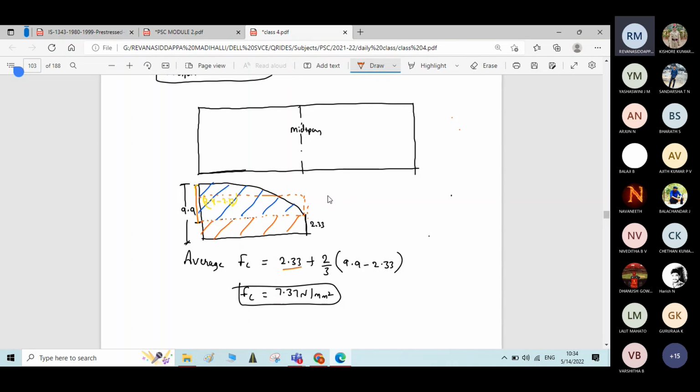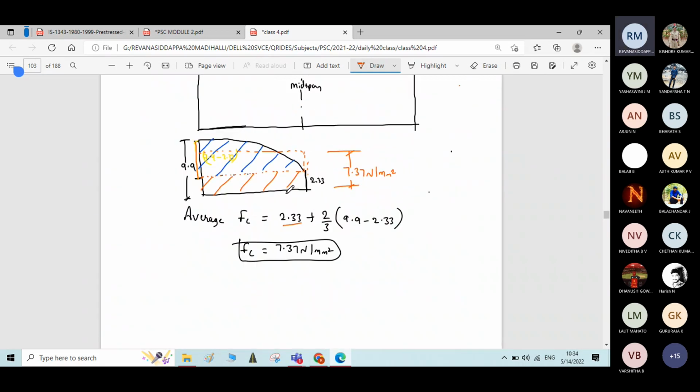7.37 Newton per mm square is the average stress, the average FC value for this figure. Okay. So if you have any doubt in this calculation, you can ask, students.